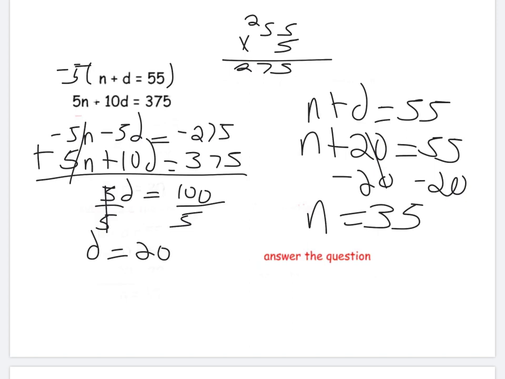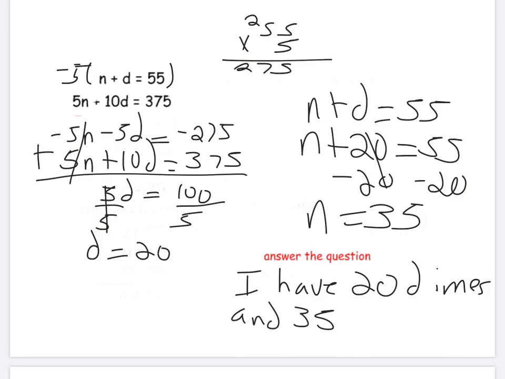So step 4 then is to answer the question. So the answer is I have 20 dimes and 35 nickels.